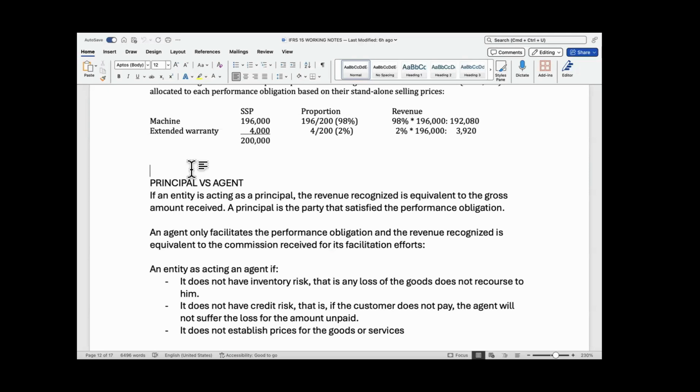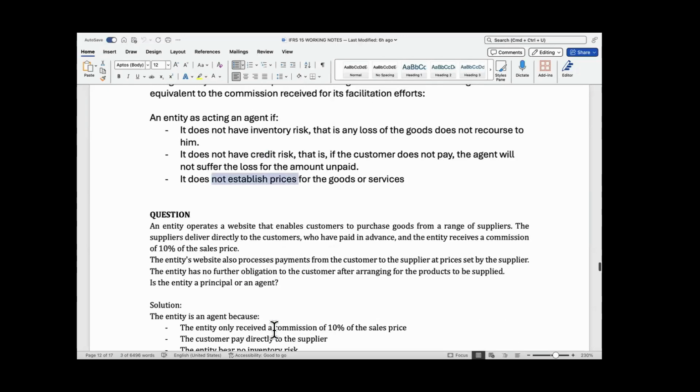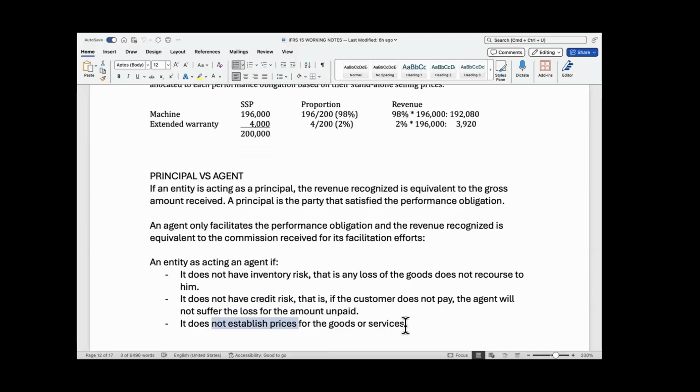You will see that if you are acting as an agent, you will not have any inventory risk. It's not like you'll be keeping the inventory. If anything happens to the goods, nobody will come and drag you. It is not your loss, it's the loss to the seller. You are just a middleman. You don't have credit risk. If the customer does not pay, it's not your loss. You don't own the goods anyway, so you are not even the one establishing prices. All you get is just your own commission, and that's it. So you are acting as an agent, and it is that commission that you recognize as revenue.